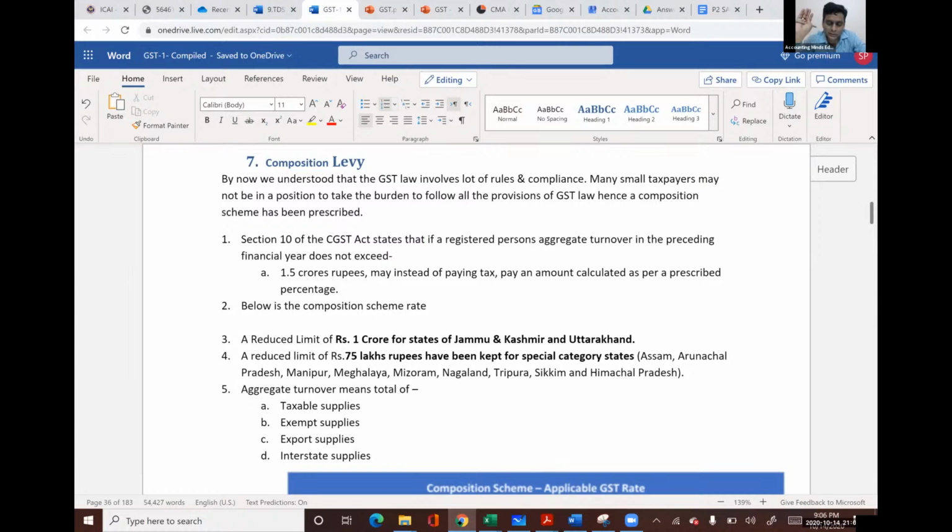For chartered accountants, painters, and similar professionals, what is the composition levy? Up to 50 lakhs turnover, you can pay GST on a composition levy basis, and the rate is 6%: 3% SGST and 3% CGST. Are you getting it?